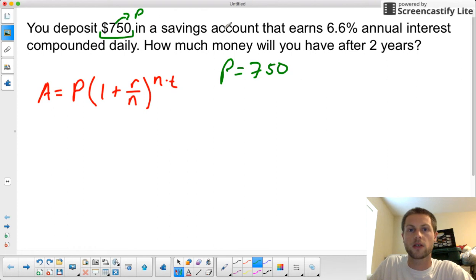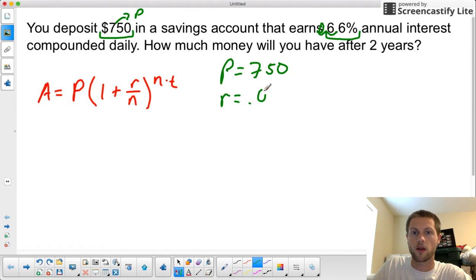Next up, I see in a savings account, I'm going to earn 6.6% annual interest. So that's going to give me my rate. But remember, I have to express this rate as a decimal, not as a percentage. So I'm going to move my decimal point a couple spots over, and I'll get 0.066 as my rate. That's my R, and I have annual interest compounded daily.